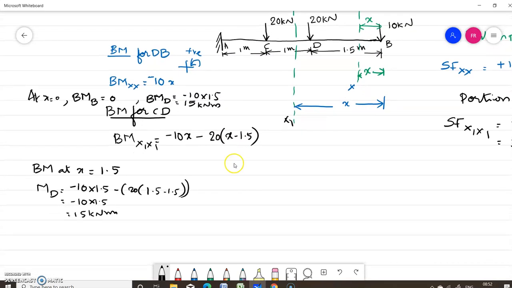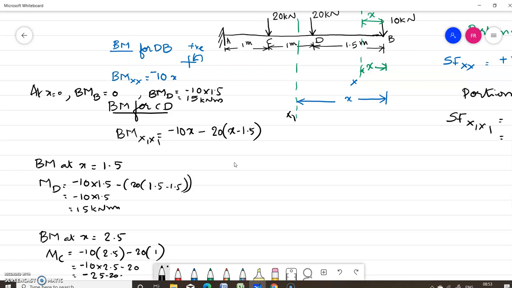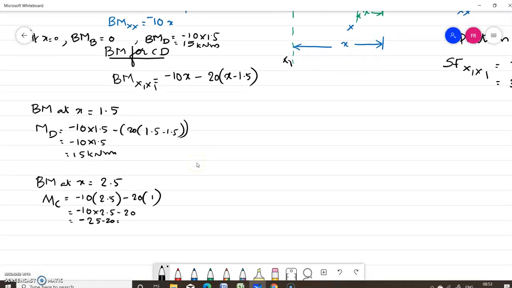Now we can find out the bending moment at x equal to 2.5, that is bending moment at C, equal to minus 10 into 2.5 minus 20 into (2.5 minus 1.5), that is 1. So minus 10 into 2.5 minus 20, which is equal to minus 25 minus 20, which is equal to minus 45 kilonewton meter.